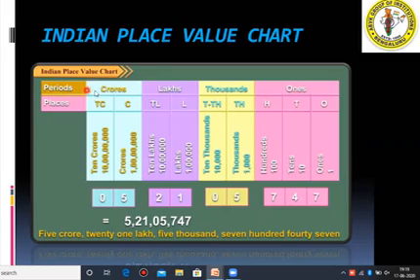Here we have periods: ones, thousands, lakhs, crores. These are called periods. Under the periods we have separate places. Always you have to start from the ones column. Under the ones period we have ones, tens, hundreds. In the thousands period we have thousands, 10,000s. Under the lakhs period we have lakhs, 10 lakhs. In the crores period we have crores and 10 crores.